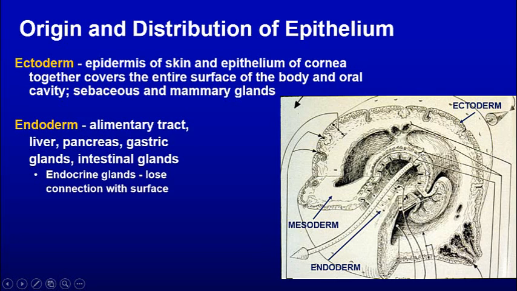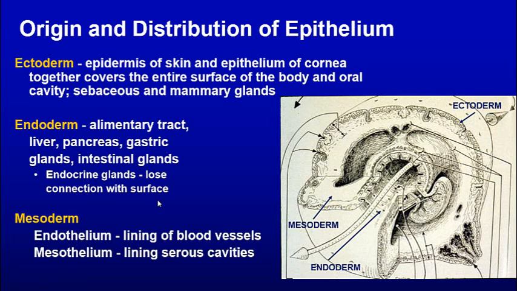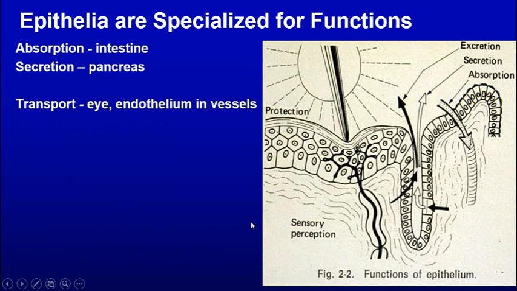There's also an endoderm on the inside. And in the endoderm, we have the tract, GI tract, and also from that come the liver, the pancreas, and also the endocrine organs. Now, they lose their connection to the surface, but still they come from the endoderm. And then the mesoderm is in the middle, and that gives rise to two types of epithelial cells, but they have their special names. Endothelium lines blood vessels, and mesothelium lines cavities.